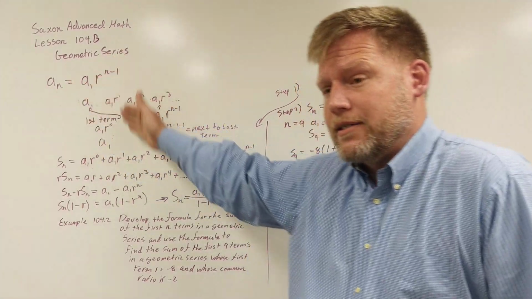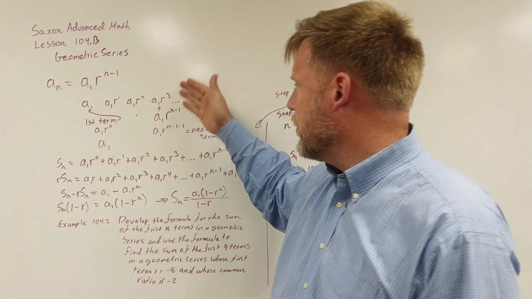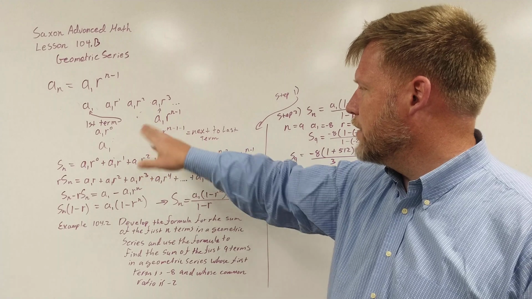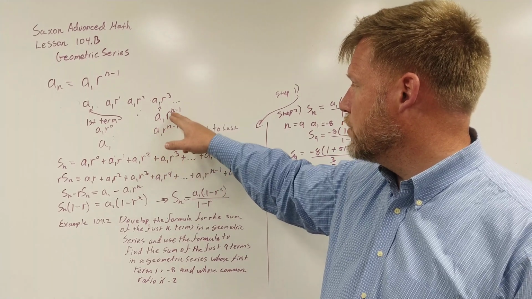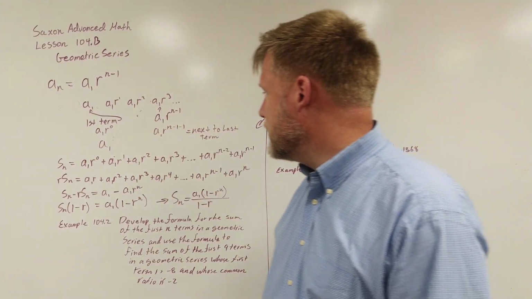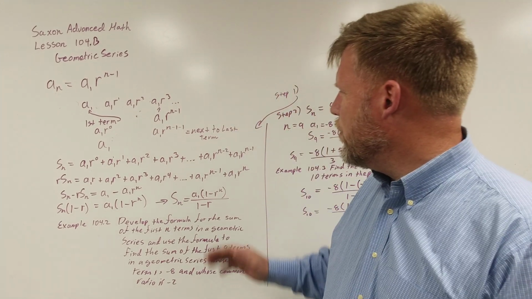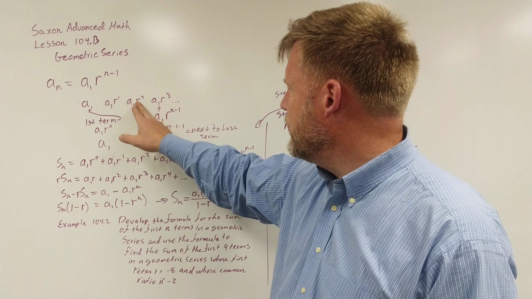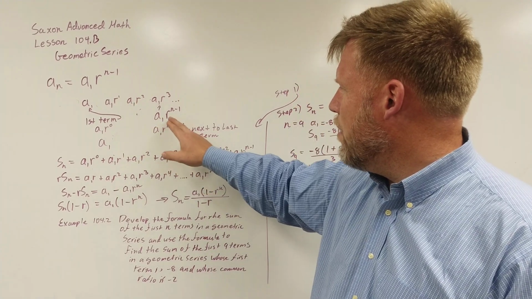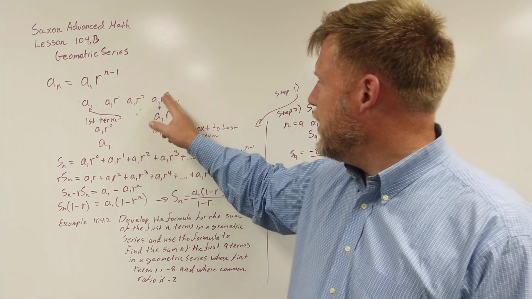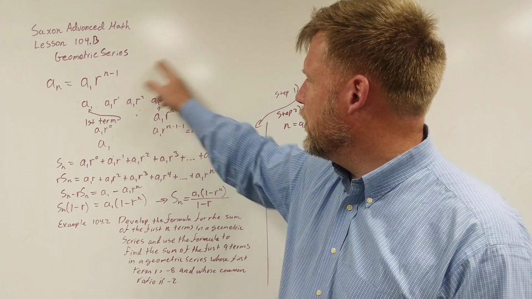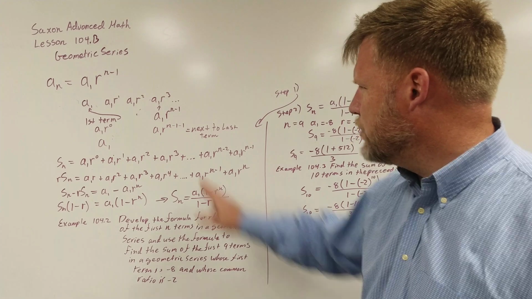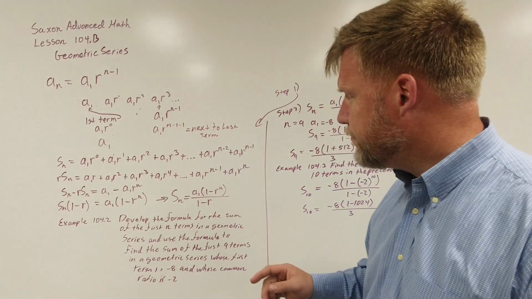The second term has the common ratio raised to 1. The third term raised to 2. So remember that the formula we were using was a1 times r to the n minus 1 would give us that ratio. But what if we wanted to go to the second to last term? What if I wanted to talk about this one? Well, this one would be the number of terms minus 1, which means this is one less, or minus 2. Just hold that in your head for a moment. It's minus 1, which is minus 2.